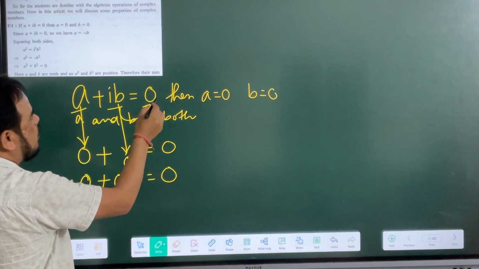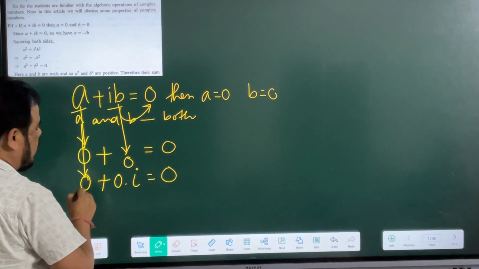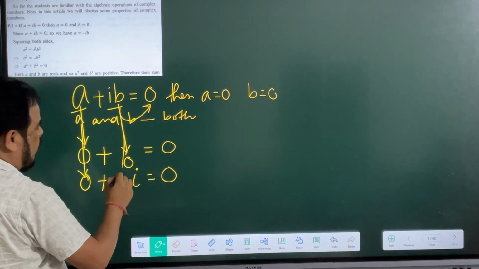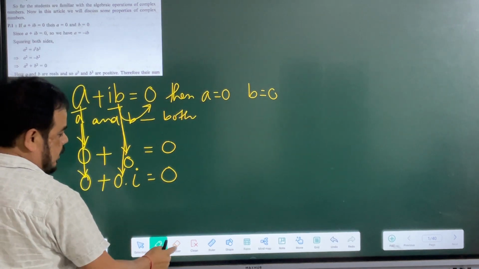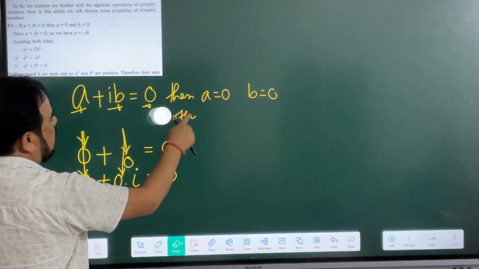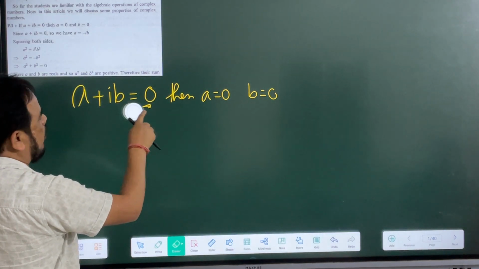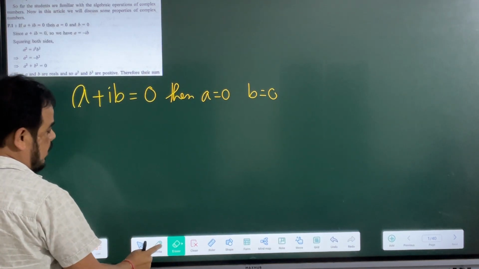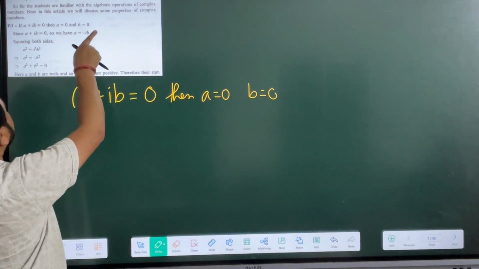a plus ib equals 0. That means 0 plus 0i equals 0. In place of a, what is there? 0. In place of b, what is there? 0. So a equals 0, b equals 0. So this is the property, the first property of complex numbers for addition and subtraction and all. This is for addition: a plus ib equals 0, then a equals 0, b equals 0.